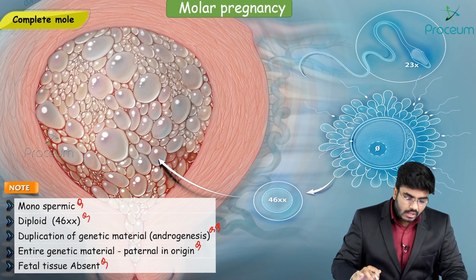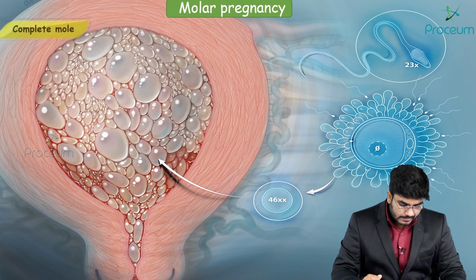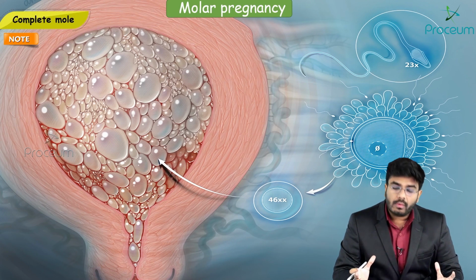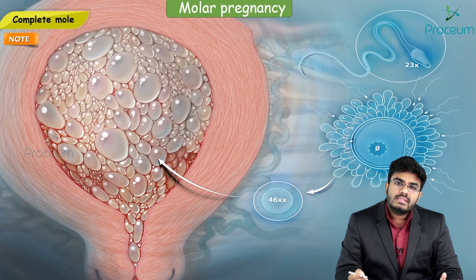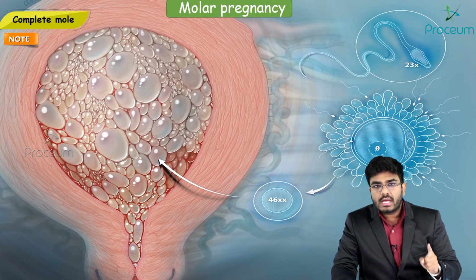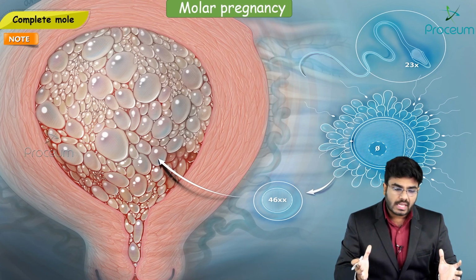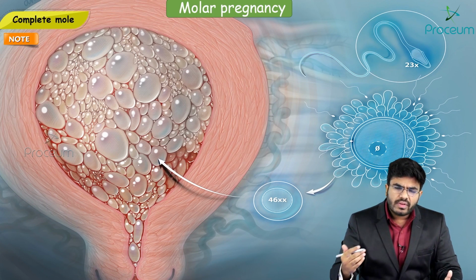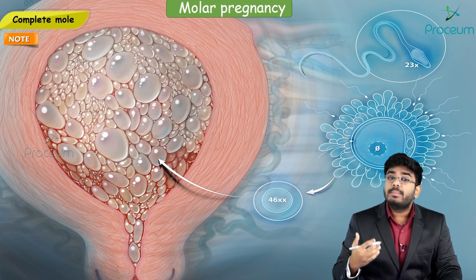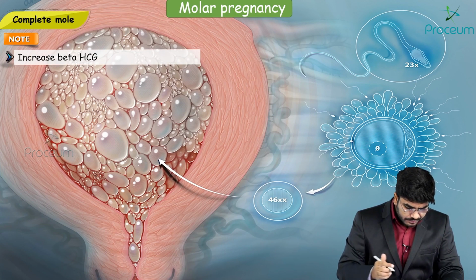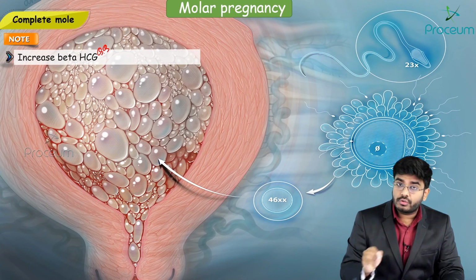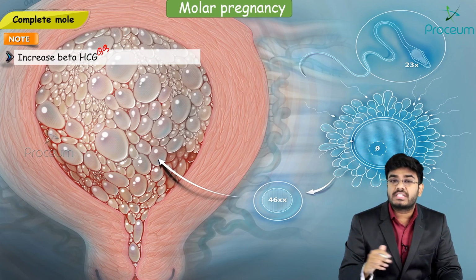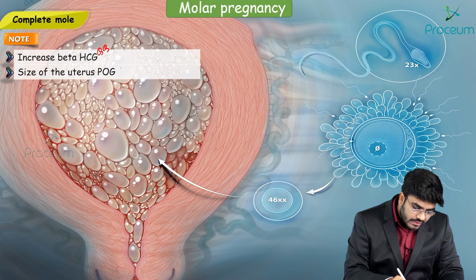Now let's talk about a few important MCQs regarding complete mole. It's such a dangerous condition. Because of the too much proliferation of the trophoblast, there is increased production of beta HCG. Beta HCG is also increased in partial mole, because trophoblastic proliferation happens abnormally there too. But here there is too much proliferation, which leads to too much beta HCG, so there can be symptoms like hyperemesis gravidarum. Even in partial mole, remember, beta HCG is increased, but here it is markedly increased. And the size of the uterus is greater than the period of gestation.